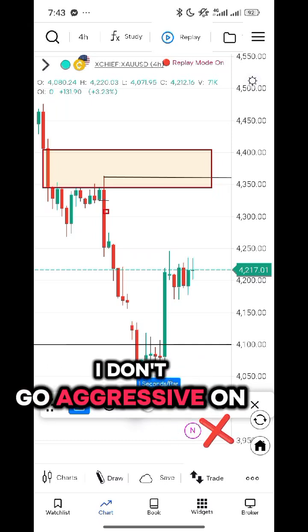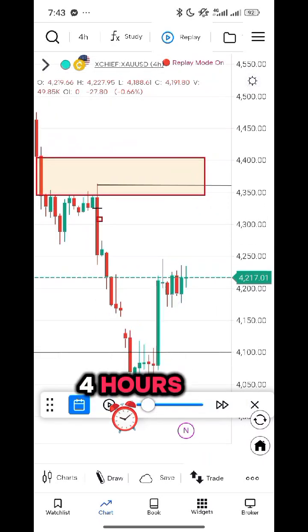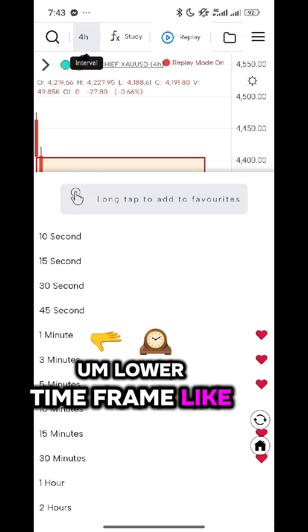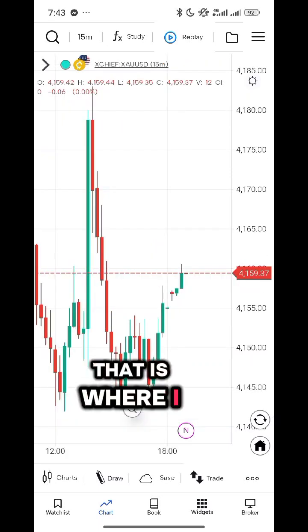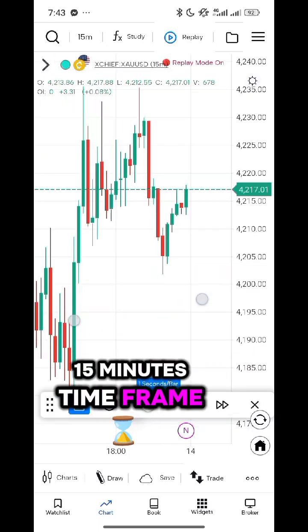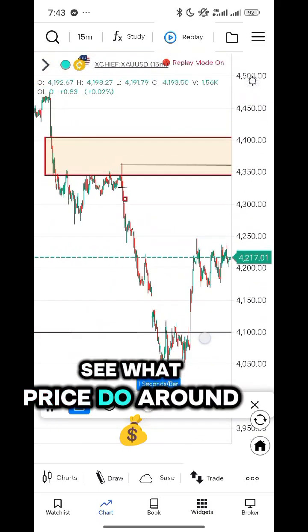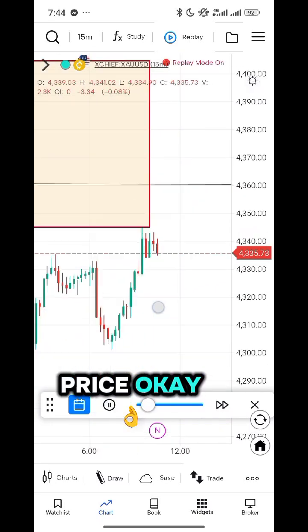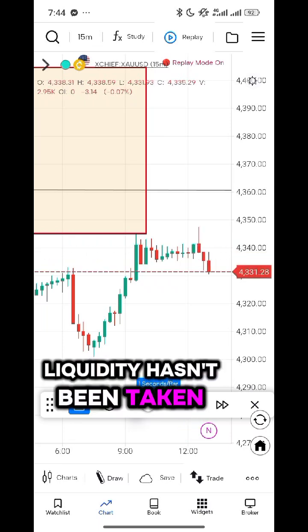I don't go aggressive on my trade. Since this is the 4 hours, I would love to go down to a lower time frame, like 15 minutes. That is why I got that entry. So on the 15 minutes time frame, let's see what price does around this zone. Let's play price. Okay, so price tapped into that zone, but that liquidity hasn't been taken.